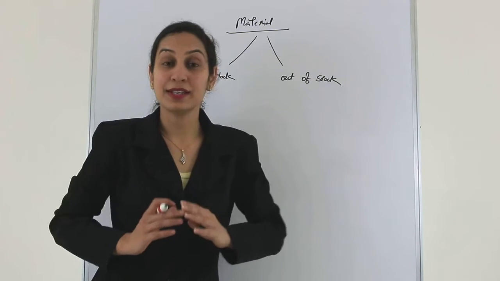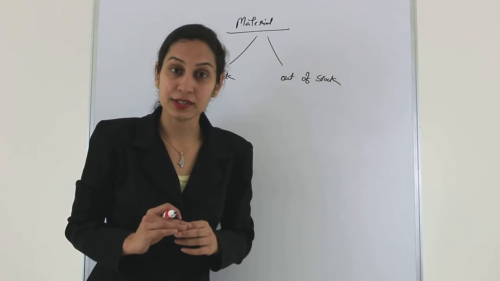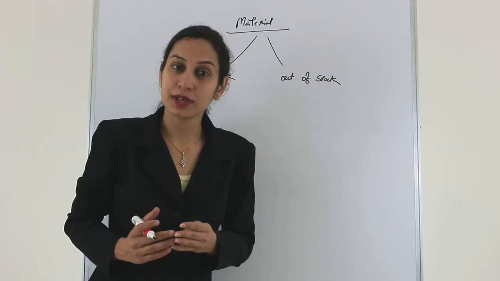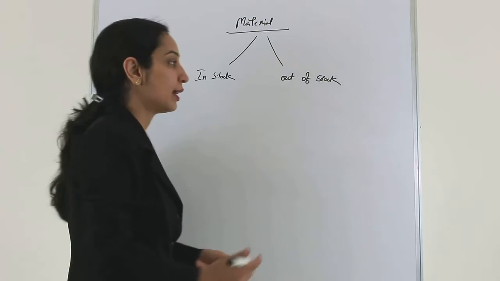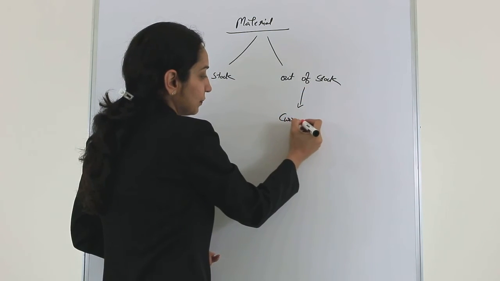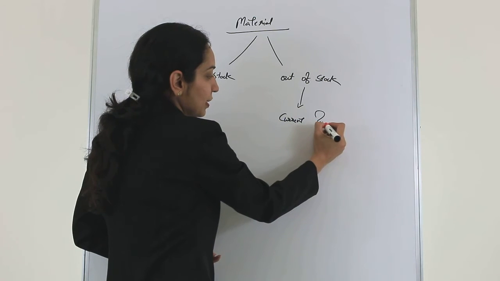The material is out of stock. That means, what do we need to do? We shall be going out in the market and buying it. So the relevant cost in this case is the current purchase price.